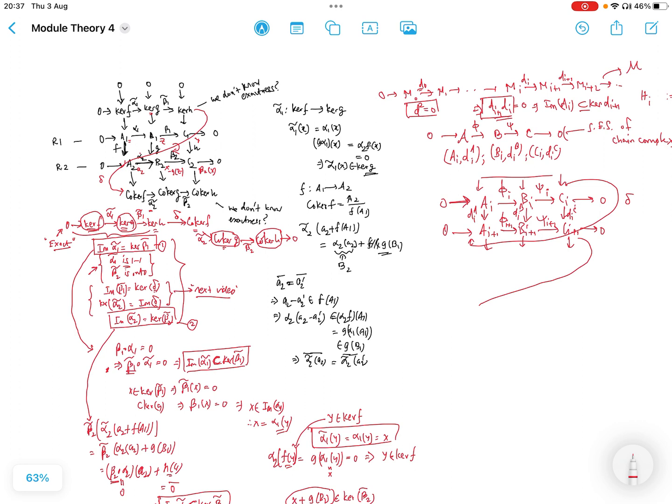So in the next video, I will define this snake map, what is called the connecting map delta, and we will see exactness at these two positions, here and here. So let me stop.